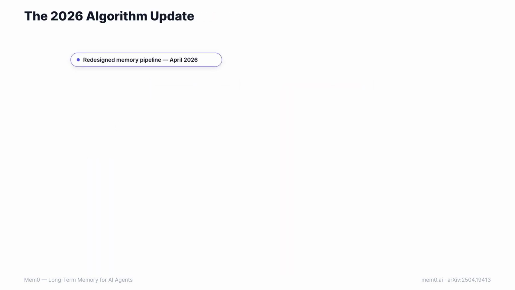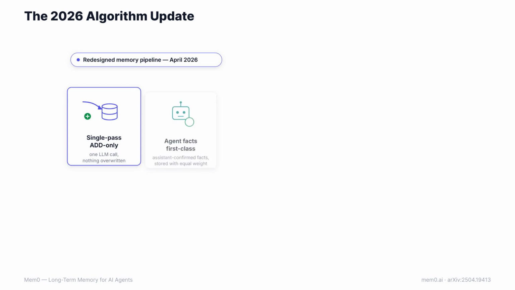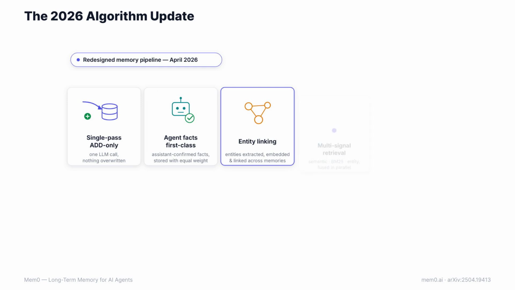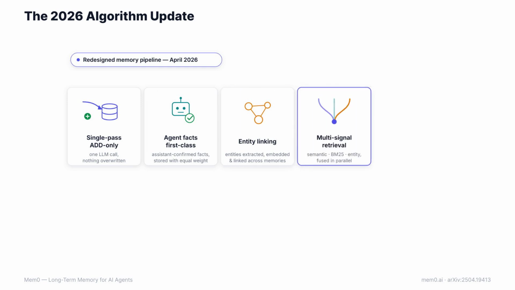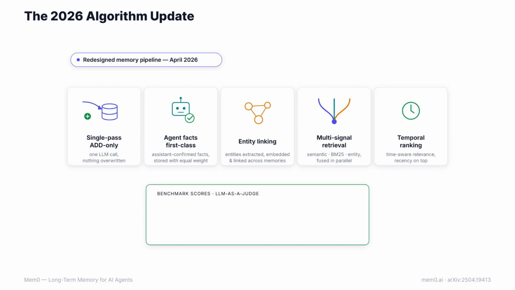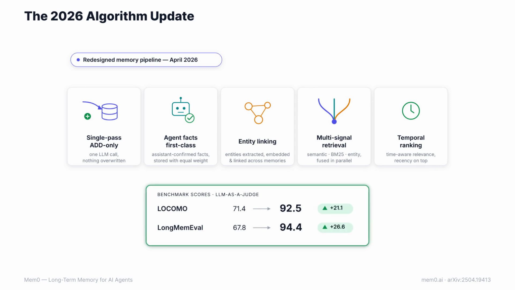The research kept moving. In April 2026, Mem0 shipped a redesigned pipeline. Extraction became single pass and add only. One LLM call, nothing overwritten. Facts confirmed by the agent itself are stored with equal weight. Entities are extracted, embedded, and linked across memories. Retrieval fuses 3 signals in parallel: semantic vectors, BM25 keywords, and entity matches, with time-aware ranking on top. The scores jumped accordingly: 92.5 on LoCoMo and 94.4 on LongMemEval.